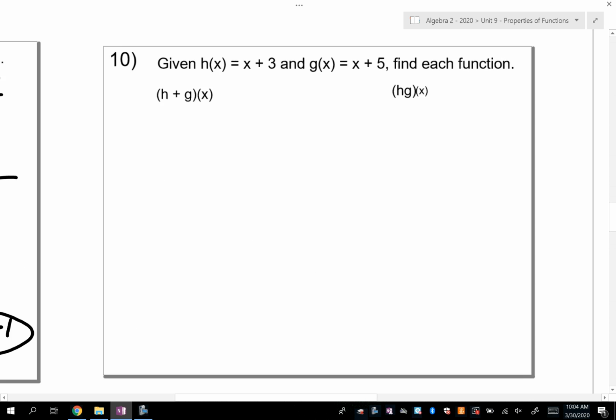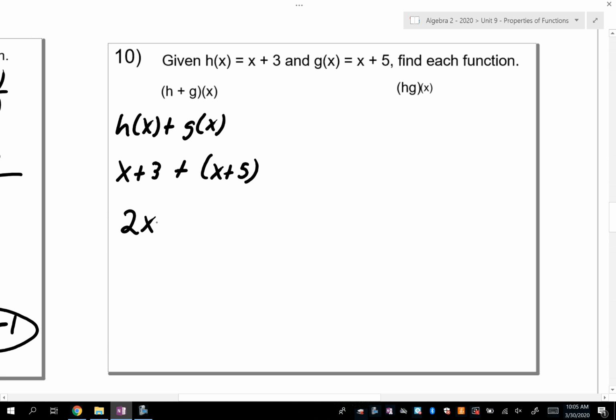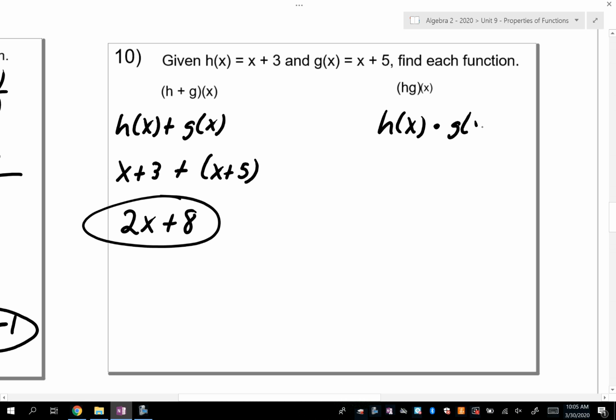Okay, number 10. Number 10 is more operations. This time we start with addition. So h of x plus g of x. So we have x plus 3 plus x plus 5. So when you add like terms, you get 2x plus 8. All right, that one's finished. And then the next one is multiplication. We have h of x times g of x. So I'm going to write down x plus 3 times x plus 5.